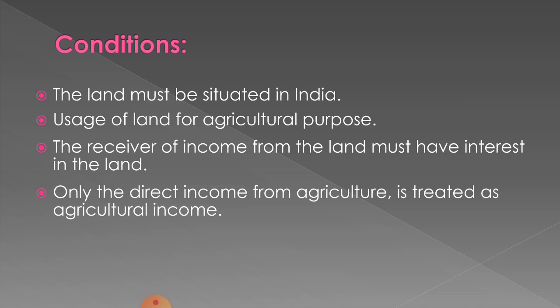The next condition is, the direct income from agriculture is treated as agricultural income. Any indirect income from agriculture is not considered as agricultural income. For example, salary of a farm manager or dividend from a company engaged in agricultural activities is not considered as agricultural income. Here, the income must be direct, that is, from sale of produce produced in the land or rent in kind. So, these are the conditions to be satisfied to consider the income as agricultural income.